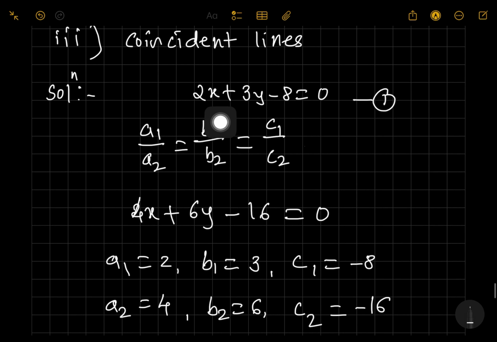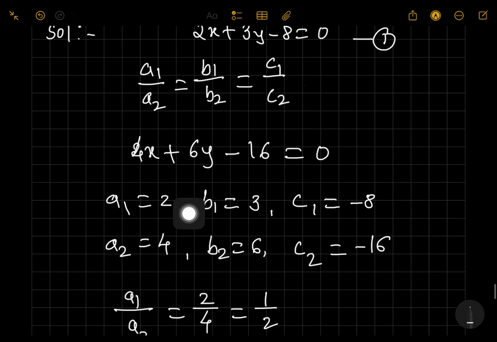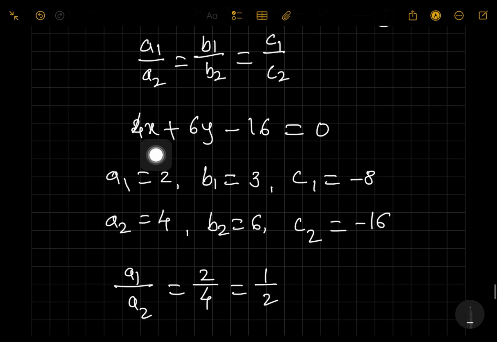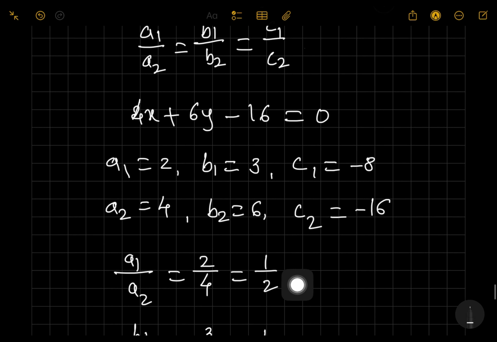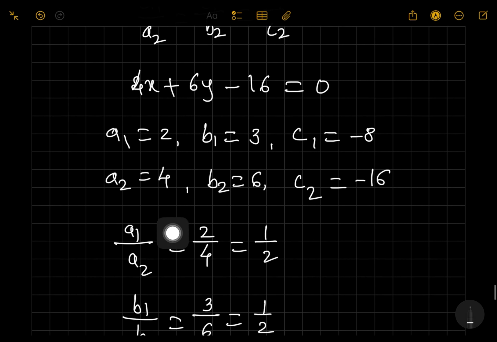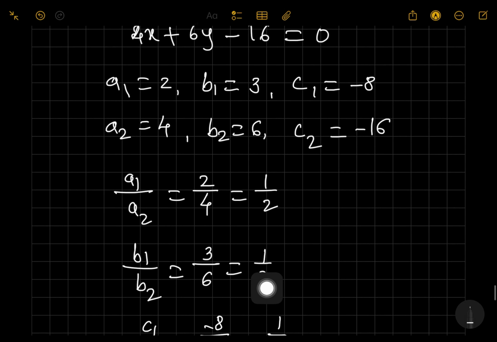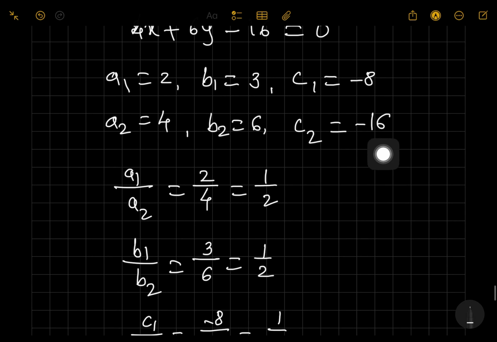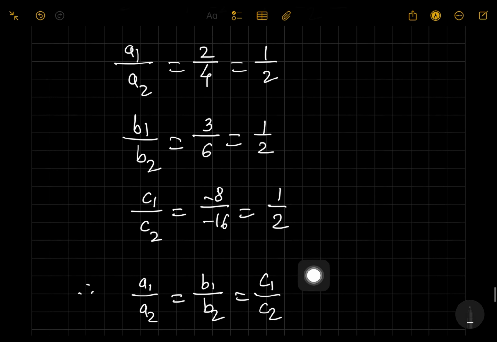Here a1 is 2, b1 is 3, c1 is minus 8, and for the second equation a2 is 4, b2 is 6 and c2 is minus 16. Putting in, 2 upon 4 is 1 upon 2, then 3 upon 6 is 1 upon 2, and minus 8 upon minus 16 is 1 upon 2. So all three ratios are the same.